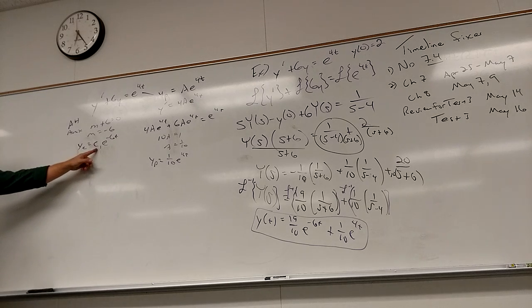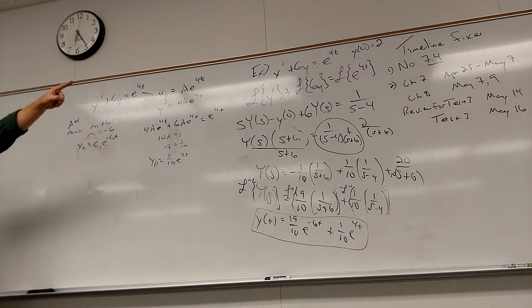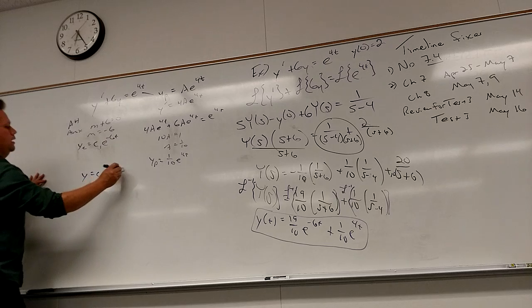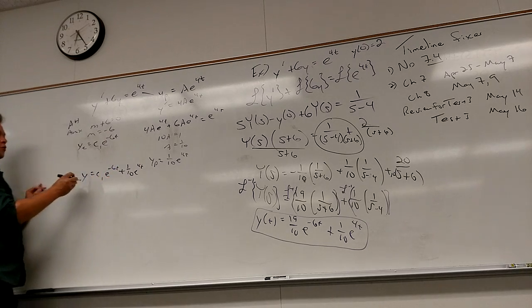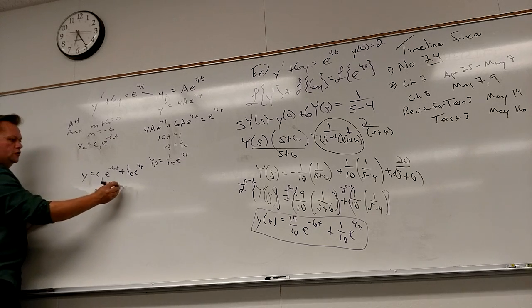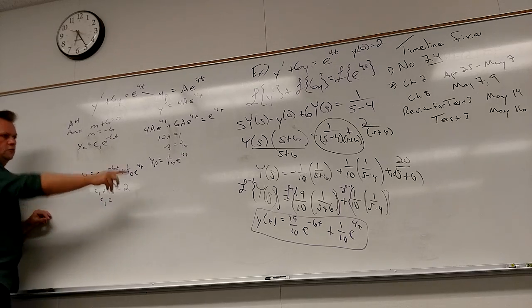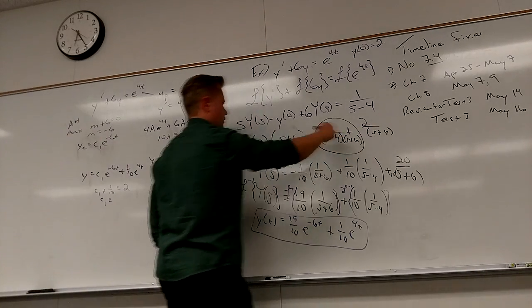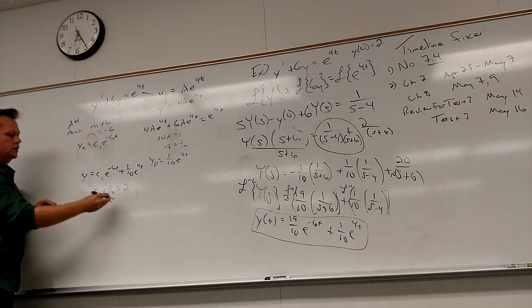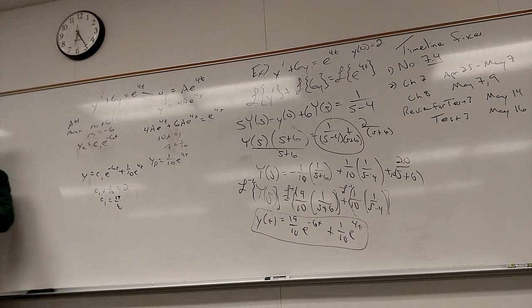And then to get the constant value, I've got to use y of 0 equals 2. So far I get y equals c1 e^(-6t) plus 1/10 e^(4t). Y of 0 is 2, so c1 plus 1/10 equals 2. This looks very familiar. Subtract 1/10, so you get 19/10, and then you get the same answer. Very nice. It's nice to see that happen.